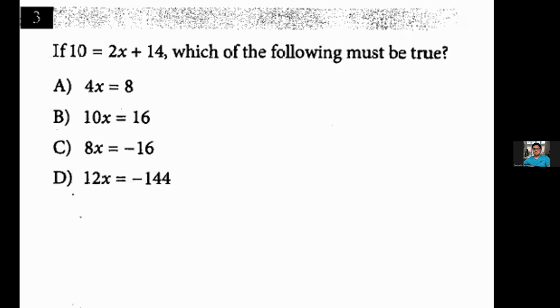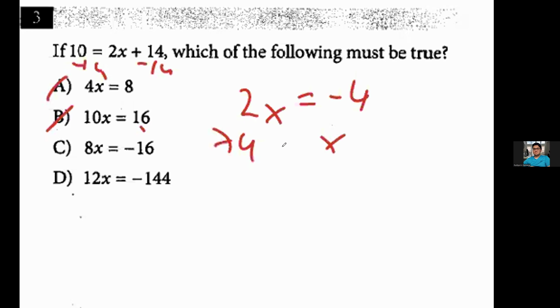Okay, so for question 3, if 10 equals 2x plus 14, which of the following must be true? Well, let's just solve for x. This would just be minus 14, minus 14. That gets us 2x equals negative 4. So 4x cannot be a positive number, 10x can't be a positive number. 8x, so that's just times 4, times 4. So 8x equals negative 16. So that is correct. So the correct answer is C.